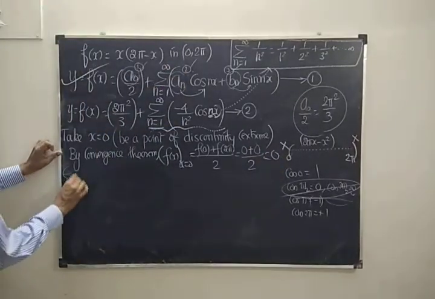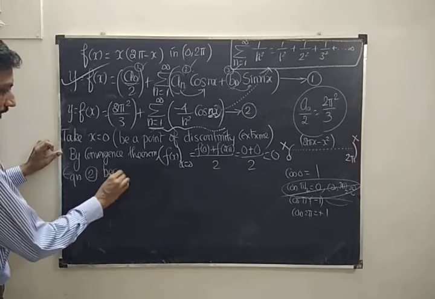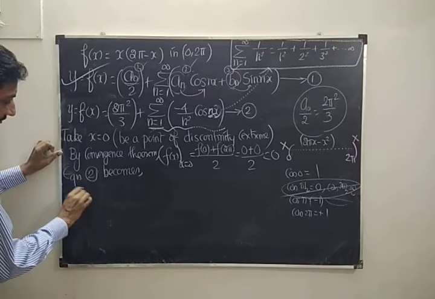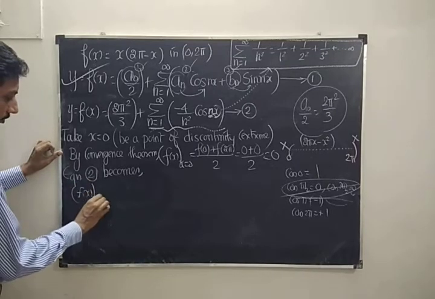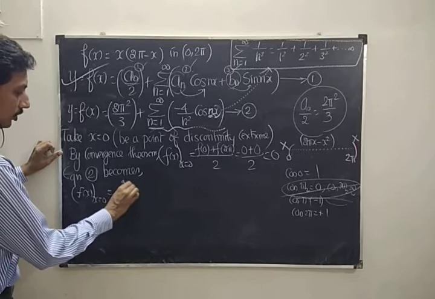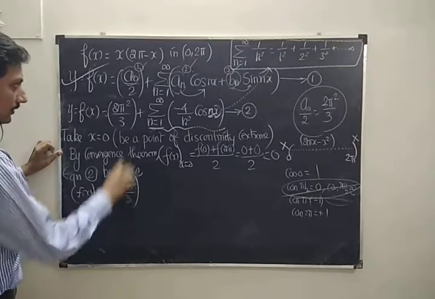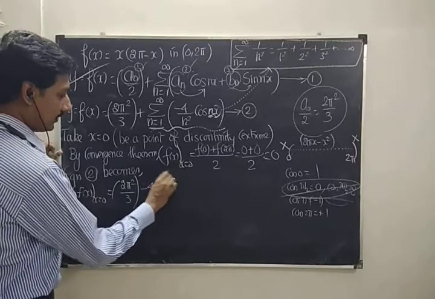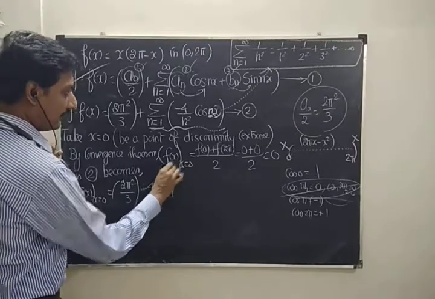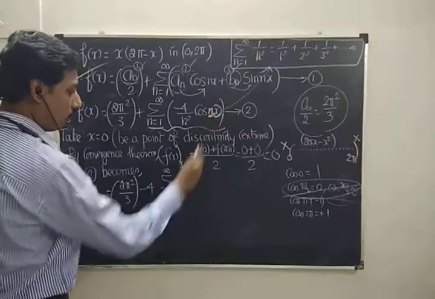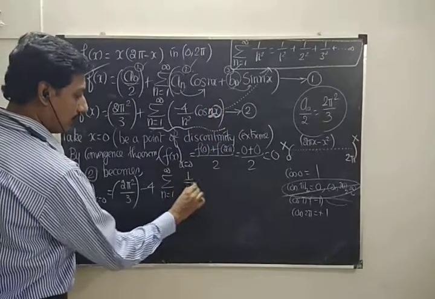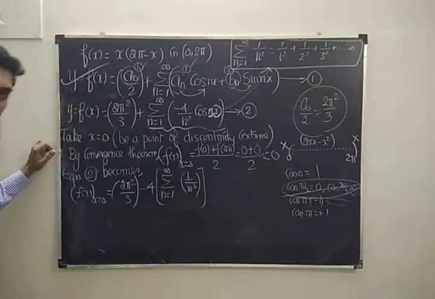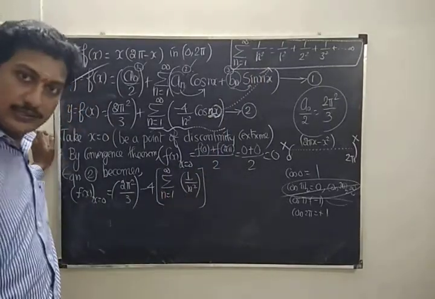Now equation 2 becomes: left hand side is f of x, and x is equal to 0. Right hand side, 2 pi squared by 3, plus minus 4. You are going to take the minus 4 outside, sigma n equal to 1 to infinity, cos 0. What is the cos 0 value? 1, by n square. So this is actually my requirement. So almost we reach the final answer.